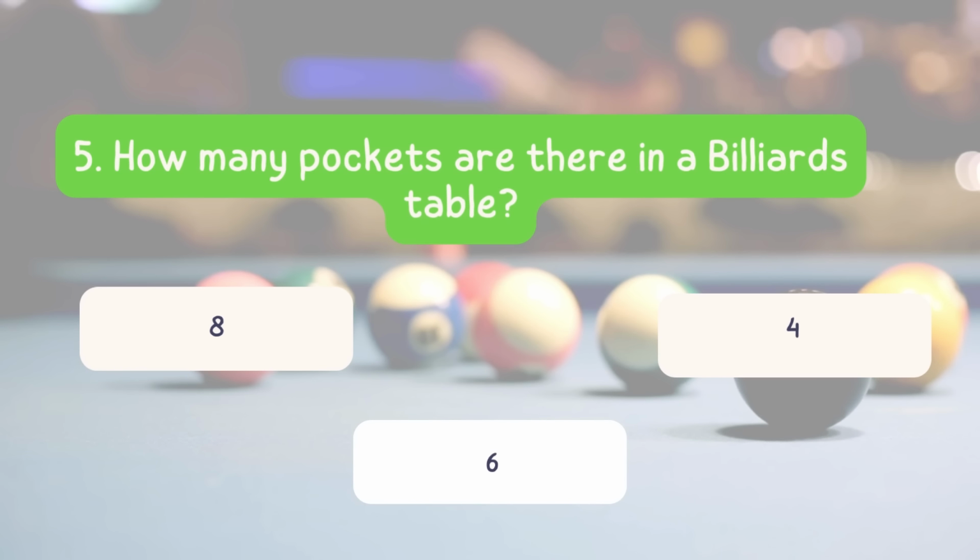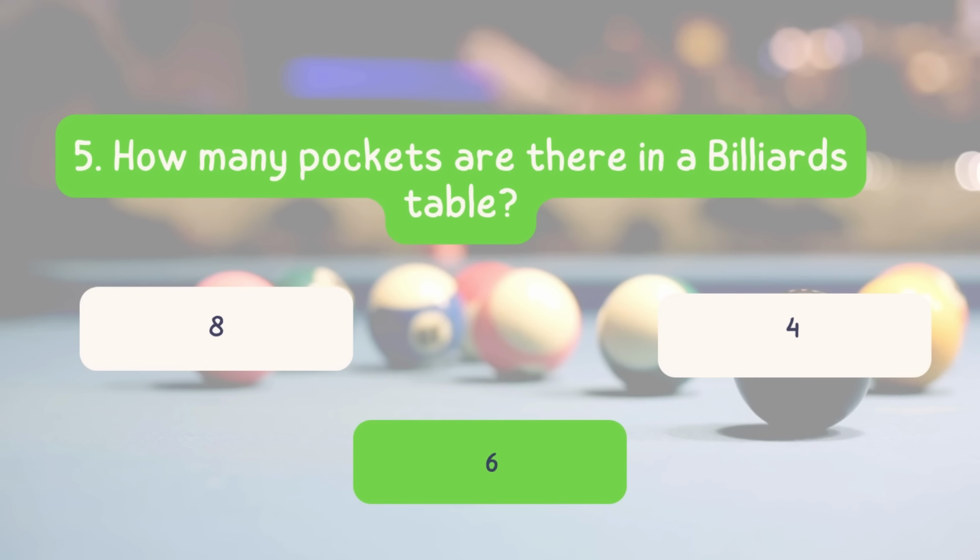Fifth question. How many pockets are there in a billiards table? 8, 4, 6. The correct answer is 6.